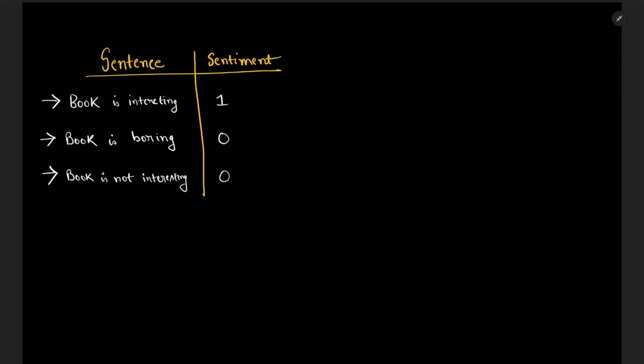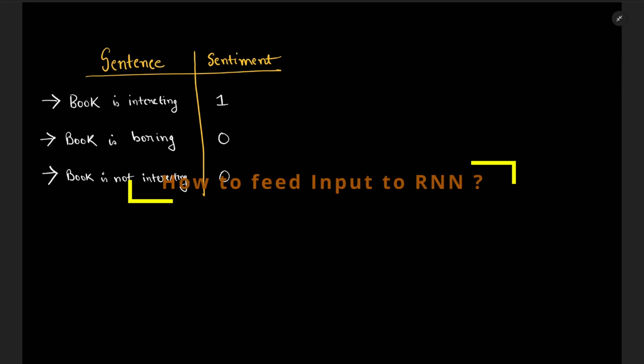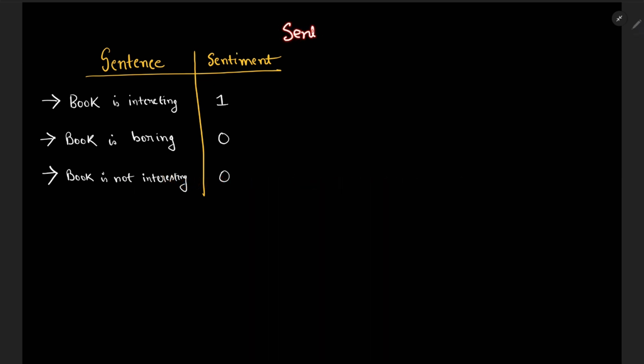Let's start this video with how to feed input to our recurrent neural network. To understand this, we'll take an example of sentiment analysis. Here we have sentences and the sentiment associated with each sentence. For example, if I pass the sentence "book is interesting" as an input to our recurrent neural network, it will give me an output of 1, that means positive. If I pass this sentence, it will give me an output of 0, that means negative. For this sentence, it will also give an output of 0, that means negative.